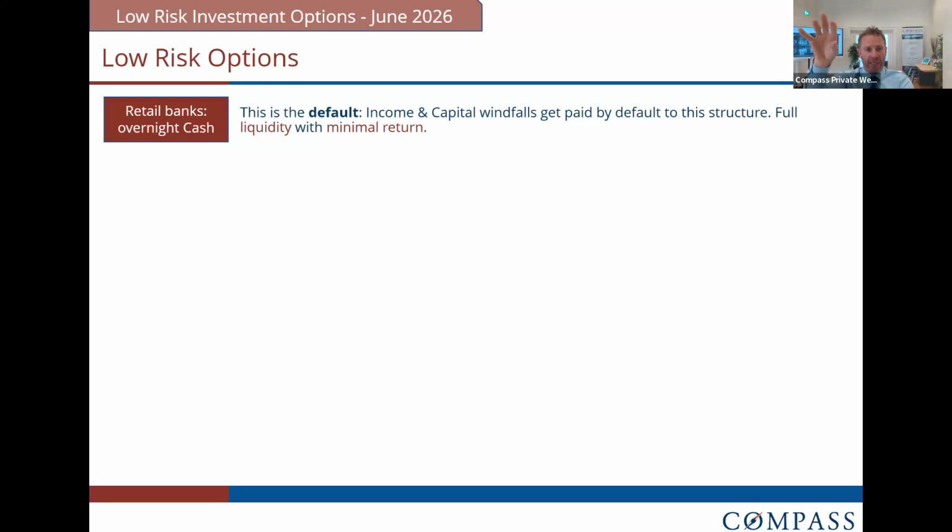So this is the default. Overnight deposits, overnight cash, current account, whatever you might want to call it, that is the default. That gives you full liquidity, so you can access it at a day's notice, but it comes with minimal return, and this is what we need to figure out, okay?